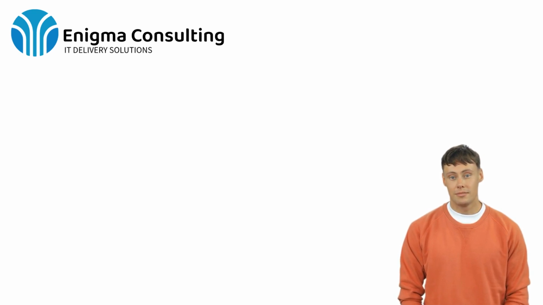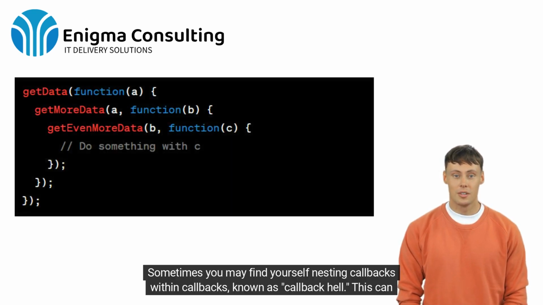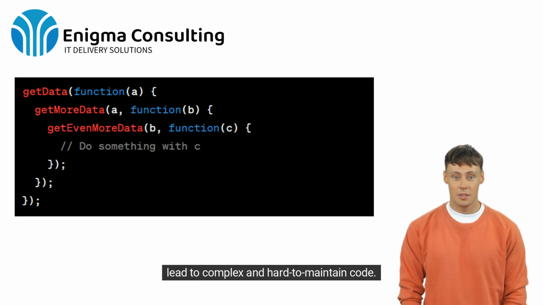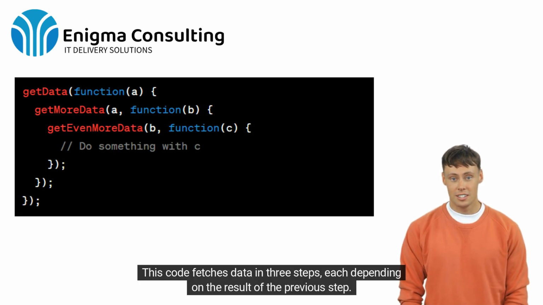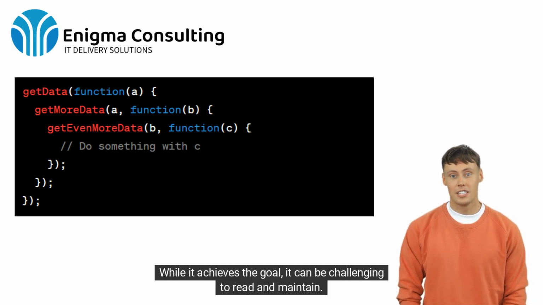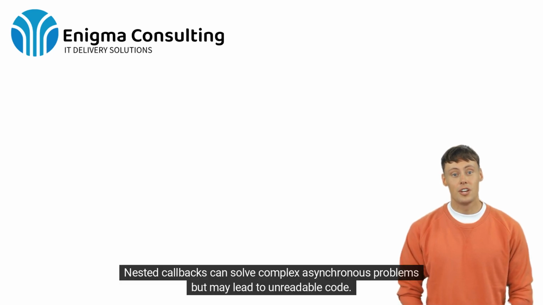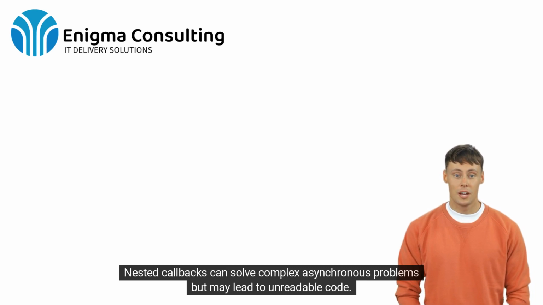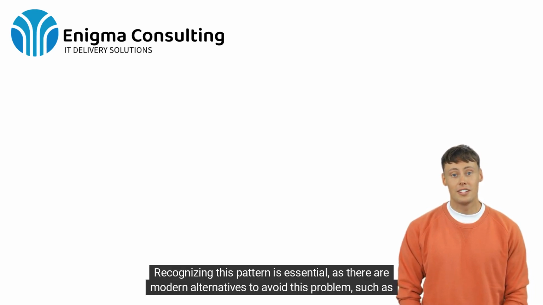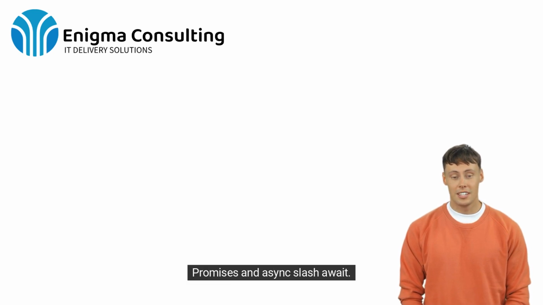Nested callbacks. Sometimes you may find yourself nesting callbacks within callbacks, known as callback hell. This can lead to complex and hard-to-maintain code. This code fetches data in 3 steps, each depending on the result of the previous step. While it achieves the goal, it can be challenging to read and maintain. Nested callbacks can solve complex asynchronous problems but may lead to unreadable code. Recognizing this pattern is essential, as there are modern alternatives to avoid this problem, such as promises and async/await.